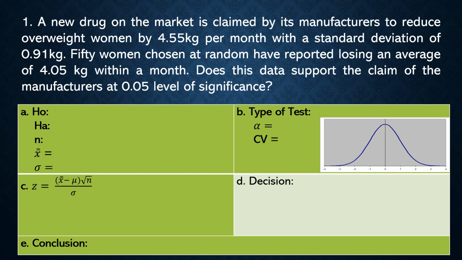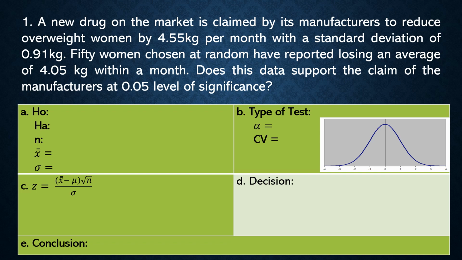Let's start. The first one: a new drug on the market is claimed by its manufacturers to reduce overweight women by 4.55 kg per month with a standard deviation of 0.91 kg. 50 women chosen at random have reported losing an average of 4.05 kg within a month. Does this data support the claim of the manufacturers at 0.05 level of significance?